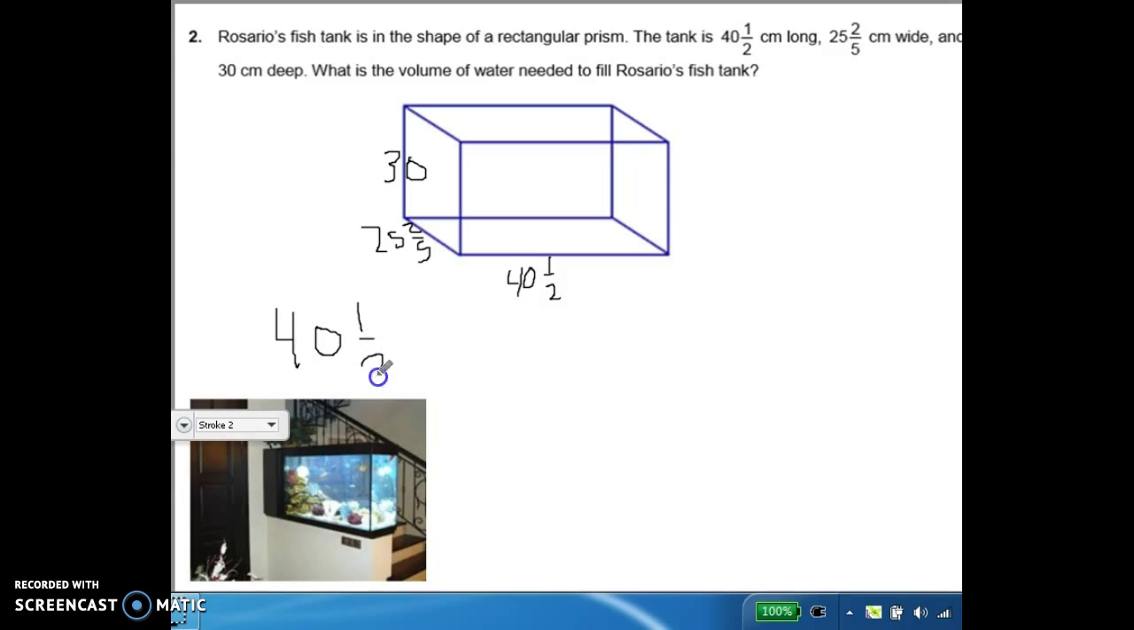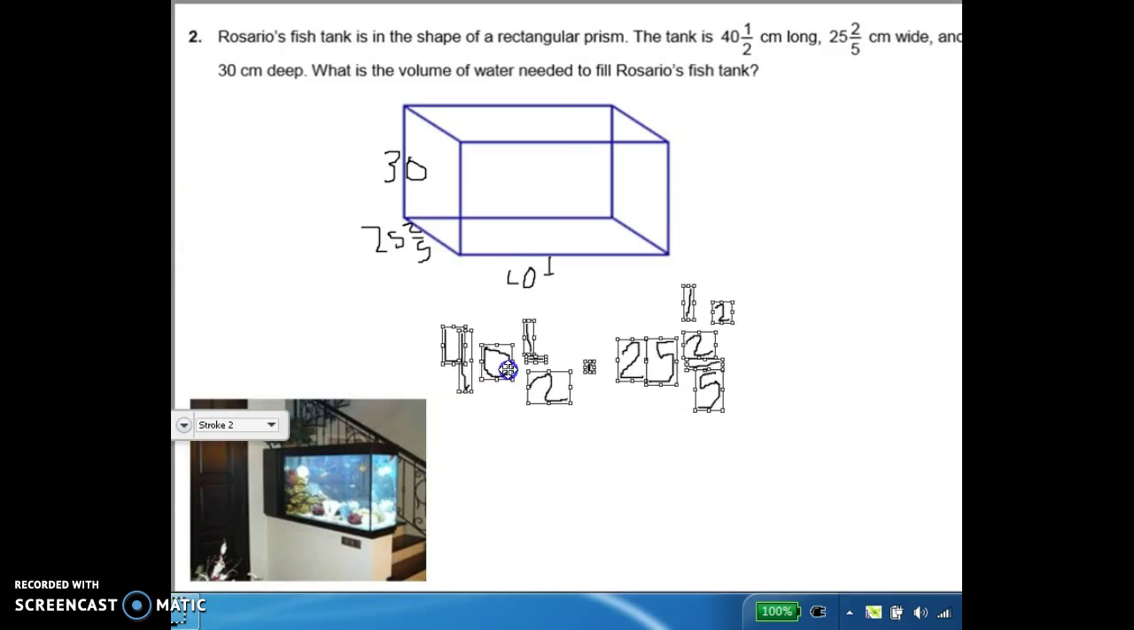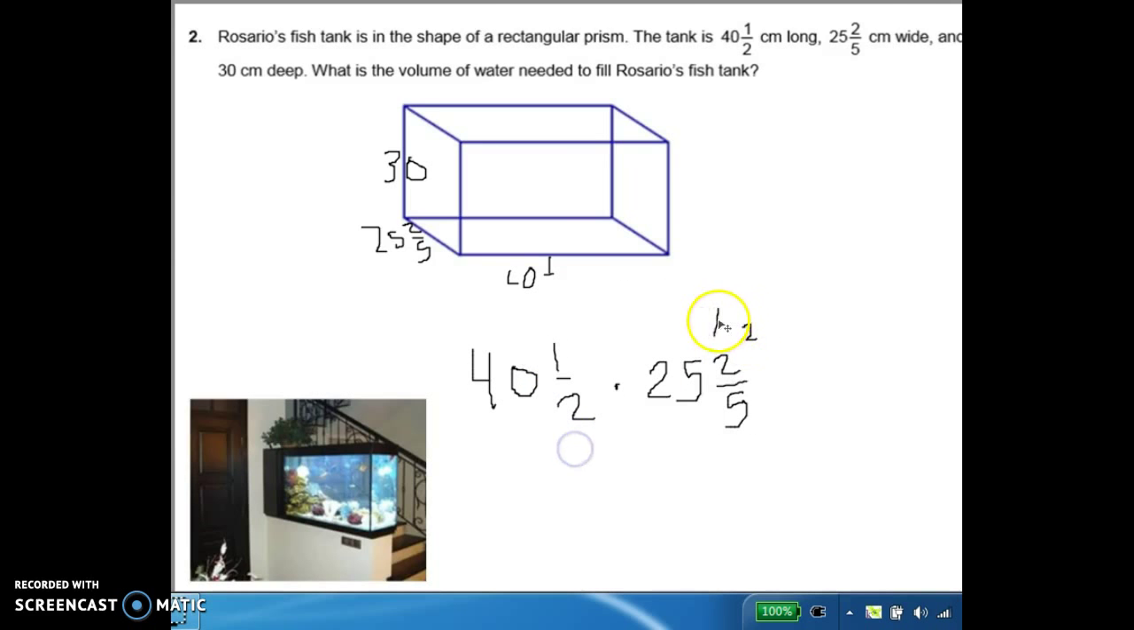We're going to do the 40.5 times 25 2/5 first. I want you to pause the recording and change these into improper fractions, and then unpause the recording and come back and see if you got the same answer as I did. Go ahead and pause the recording now.